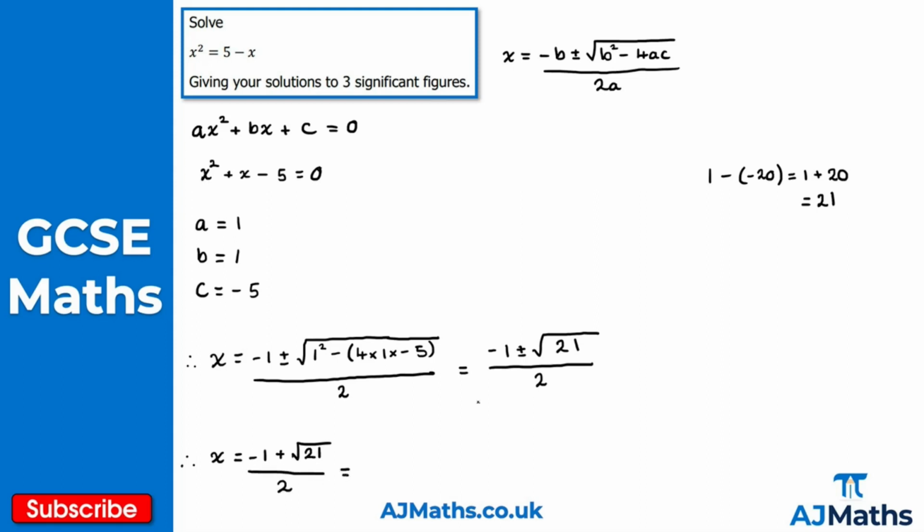I'll put that into my calculator in a moment. Then my other solution here is when we take the negative, so -1 minus the square root of 21, and we divide that by 2. So again, put both of these now into the calculator and see what we get. So -1 plus the square root of 21, dividing that by 2 now.